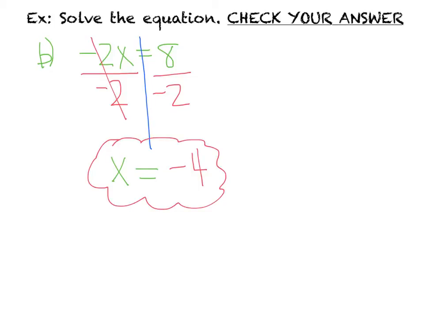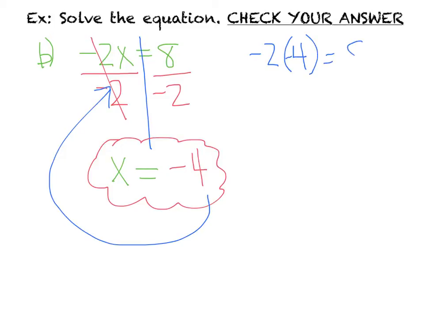Let's go over here and check it real quick. We always want to make sure that we did it correctly, so we're going to take this negative 4. We're going to plug it in there for the x. So we've got negative 2 times negative 4 equals positive 8. Well, negative 2 times negative 4 is 8. 8 equals 8. We're going to give ourselves a big check mark.